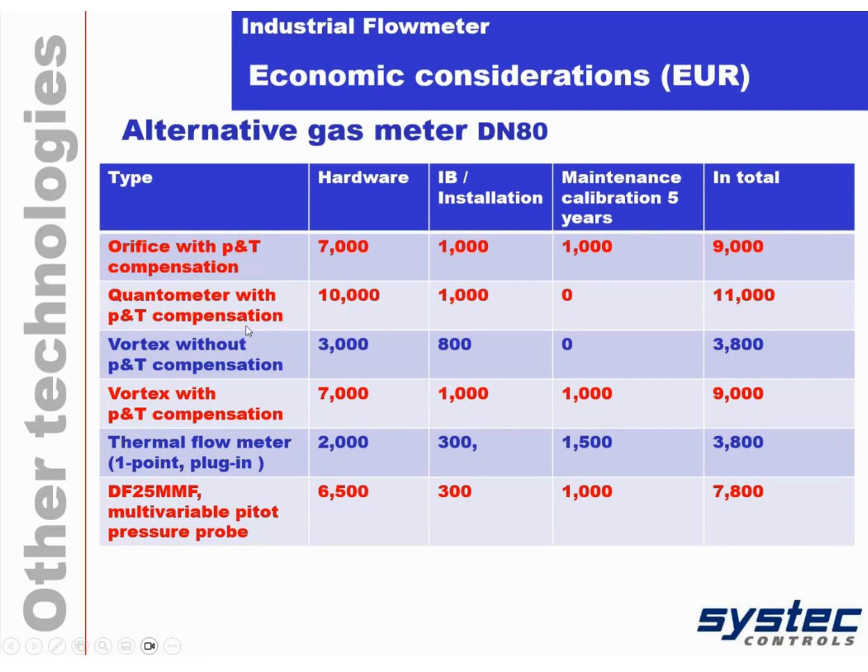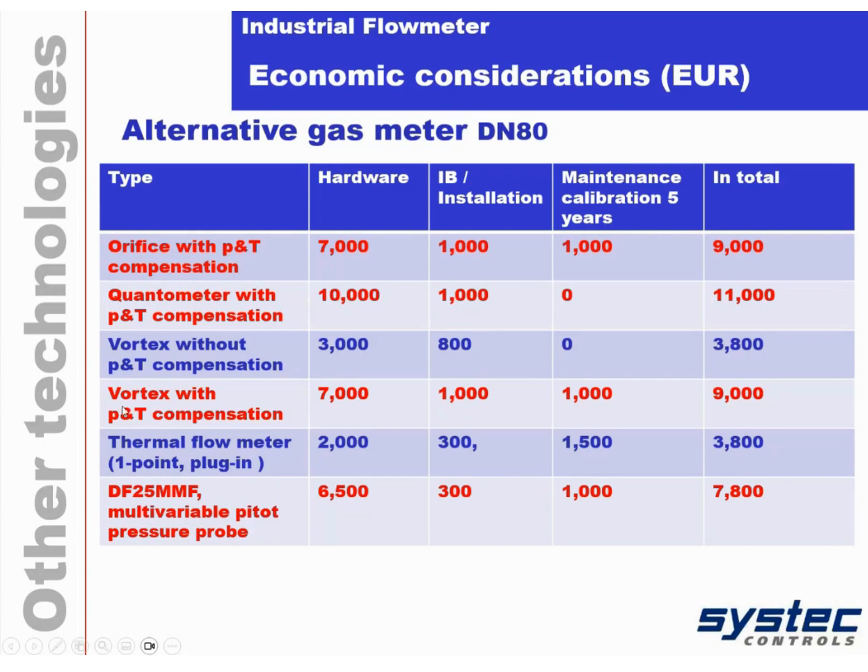A quantometer, this is a cheap turbine, as I said before. Hardware with pressure and temperature compensation, 10 to 12,000. Installation 1,000. Usually they have a calibration interval of 5 years, so no extra calibration for 5 years. So total cost of ownership 11,000. Vortex with no pressure and temperature compensation, if you're just going for a volumetric flow meter, total cost of ownership 3,800. That's a good deal. Similar to a Delta Wave SUF.